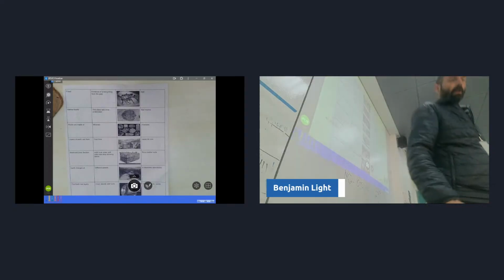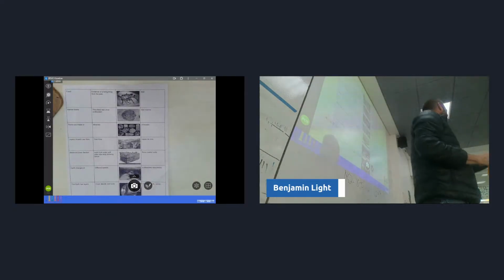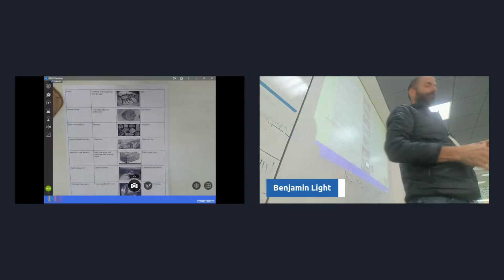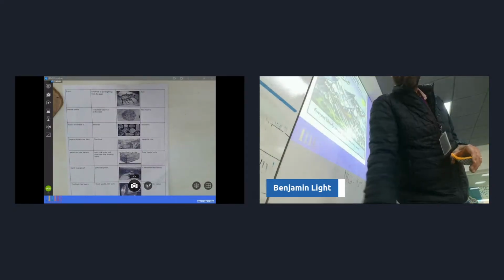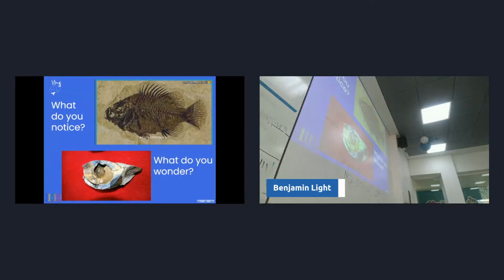But is that because the ocean shrank? It's a great question. That's one thing we might find out during this year. So these are marine fossils. They were found on Mount Everest.